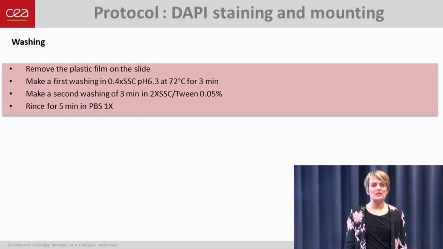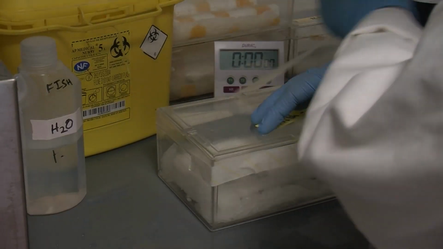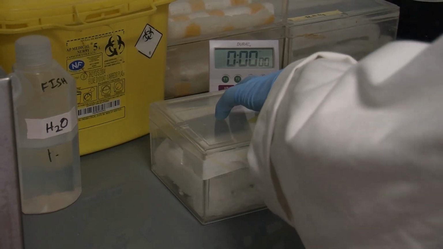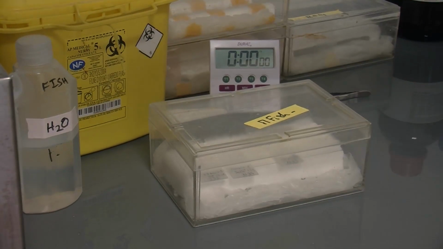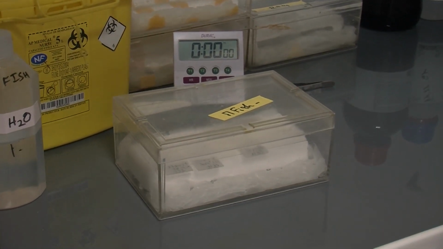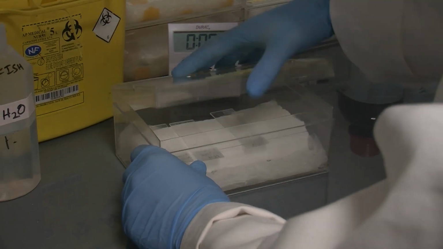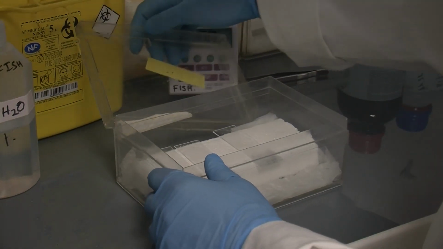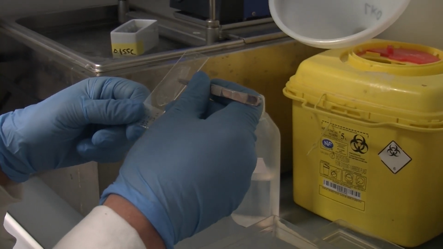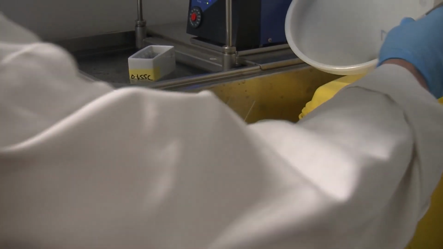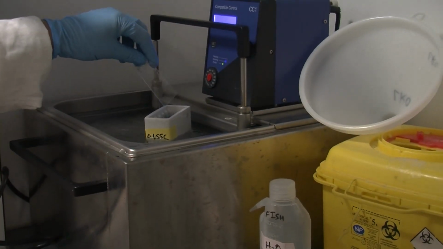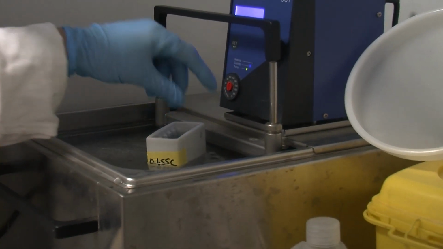Refer to the solution list for the composition of the two washing solutions. We unseal the hybridization box, and since it contains formamide, we do it under the chemical hood. We remove each cover slip using a pair of tweezers and wash first in 0.4x SSC for 3 minutes at 72 degrees.